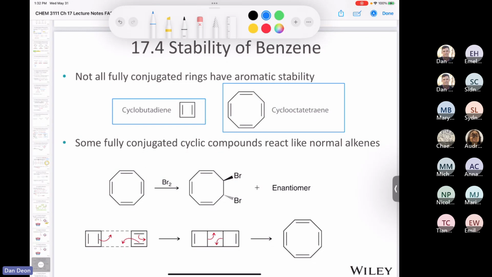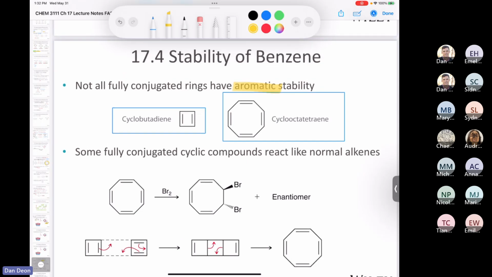And you might look at that and say, hey, man, they're conjugated, they're in a ring, they're aromatic. And the answer is, not so fast. Neither of these compounds is aromatic. So let me just back up one more second.